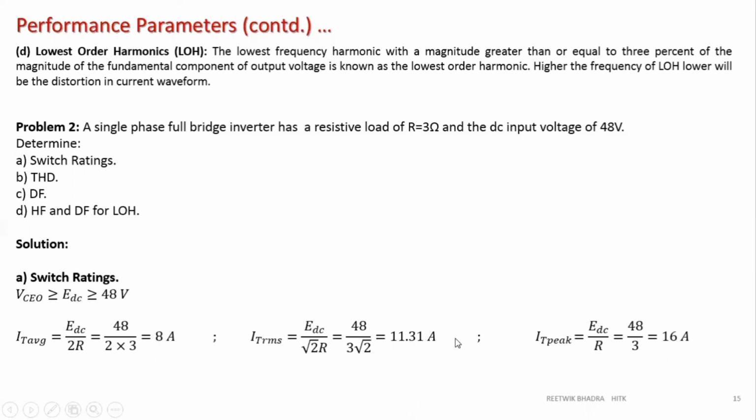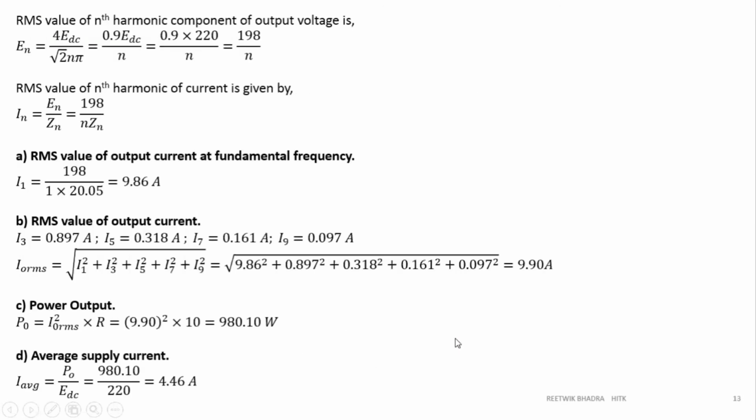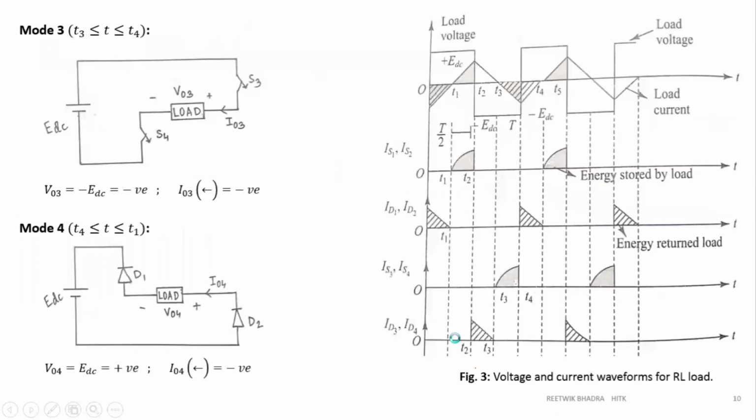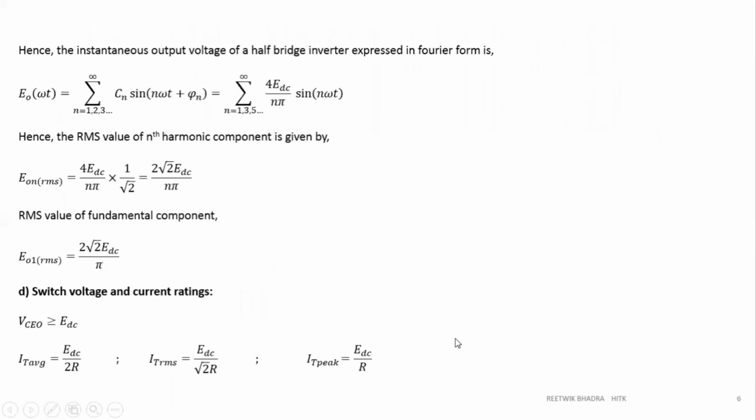Now, switch ratings. I have taken a full bridge inverter which we have just studied. The peak voltage is EDC, the average current is EDC by 2R, the RMS current is EDC by root 2R, and the peak current is EDC by R. We will use direct formulas, no problem with this.